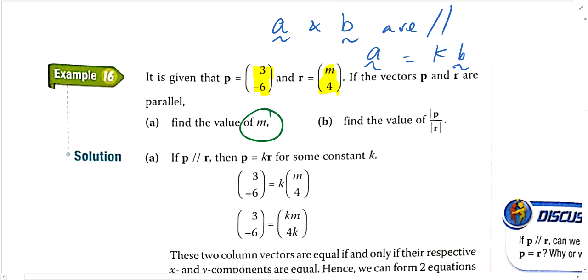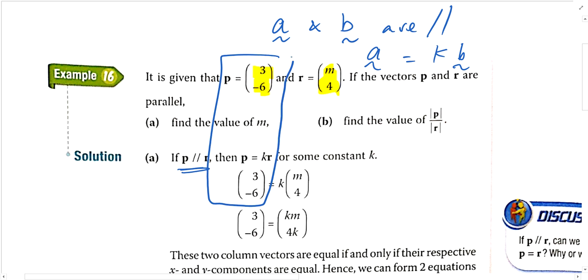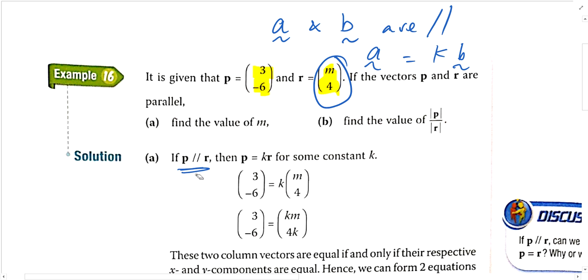So this is our first step. Since they are parallel, we write down 3 and negative 6. Just copy down one of the vectors. So we copy down P is equal to k times the other vector, k times m and 4, sorry. So this is the forming of the equation. You get 1 mark for this, if they are generous.